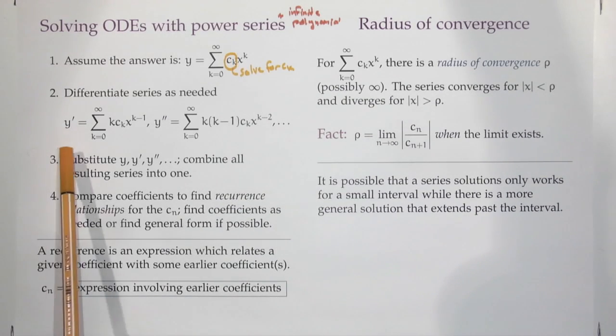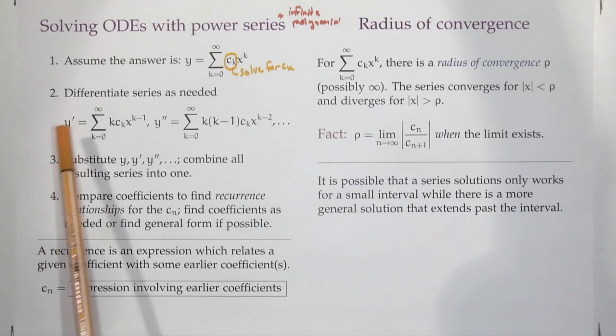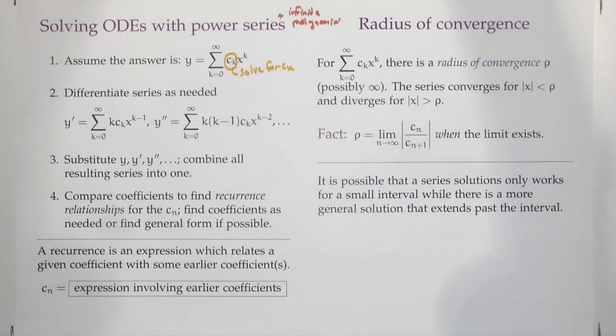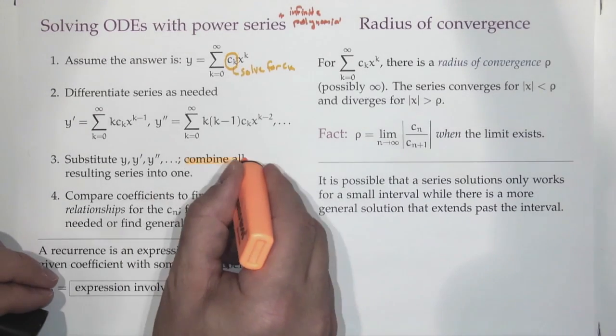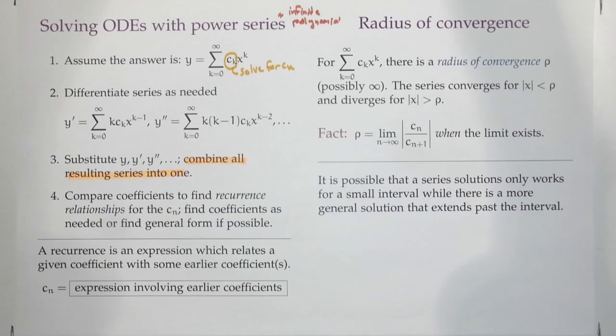So we build up our collection of derivatives, y prime, y double prime, whatever we need. We substitute in, and we combine all the resulting series into one sum. Now, that sounds really innocent, this part. This is where all the work is, this one sentence, so you want to make sure you can do that. It's what we talked about last time. There's a fairly straightforward process.